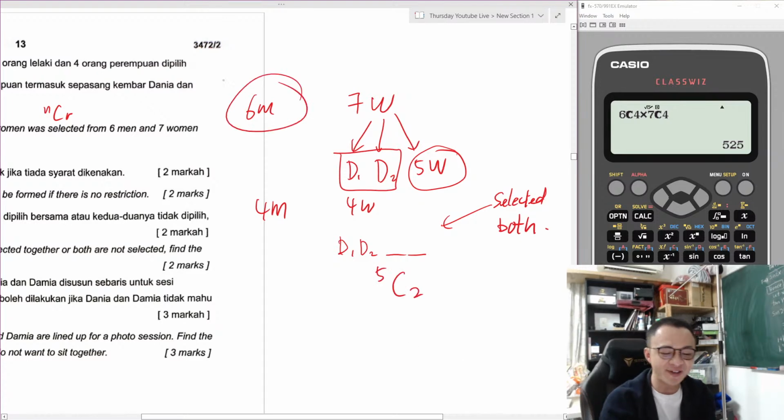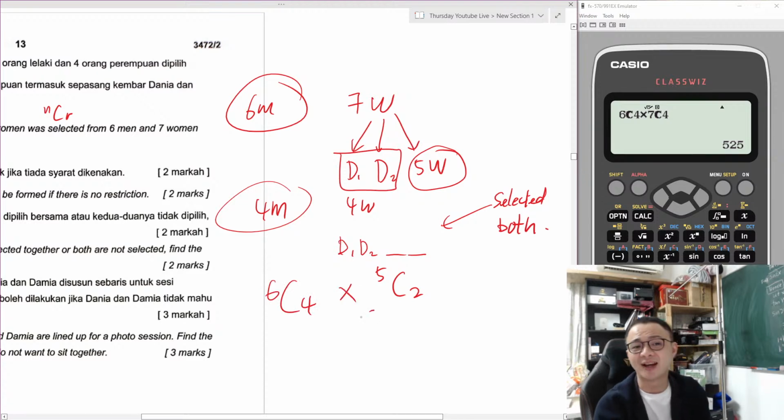And then here I have six men, right? I can randomly select any four here. So it will be 6C4. And I'm going to multiply them. Okay, so the next example is both are not selected.